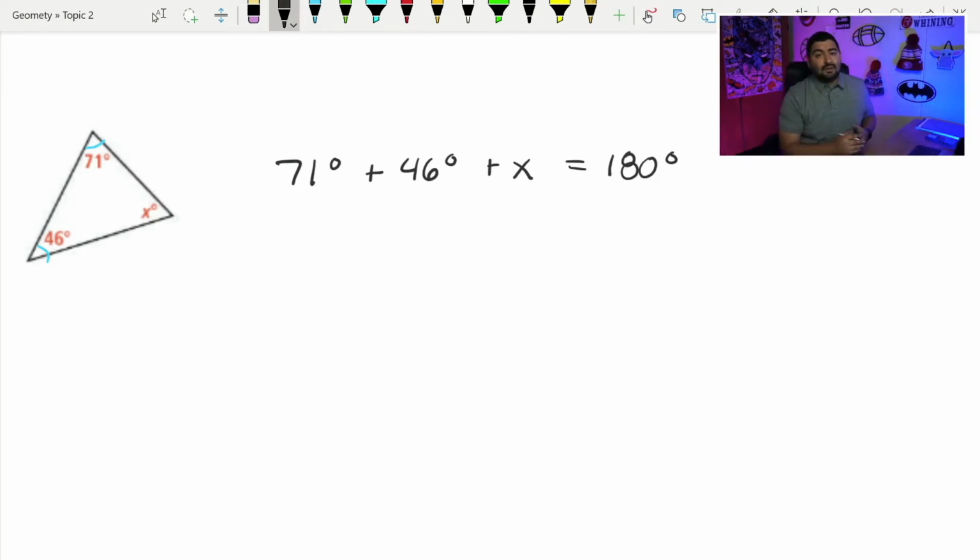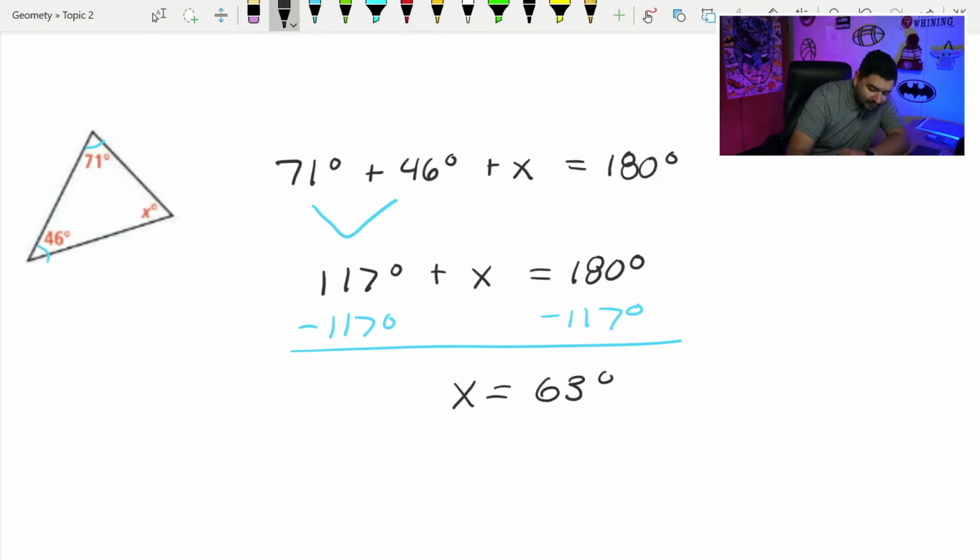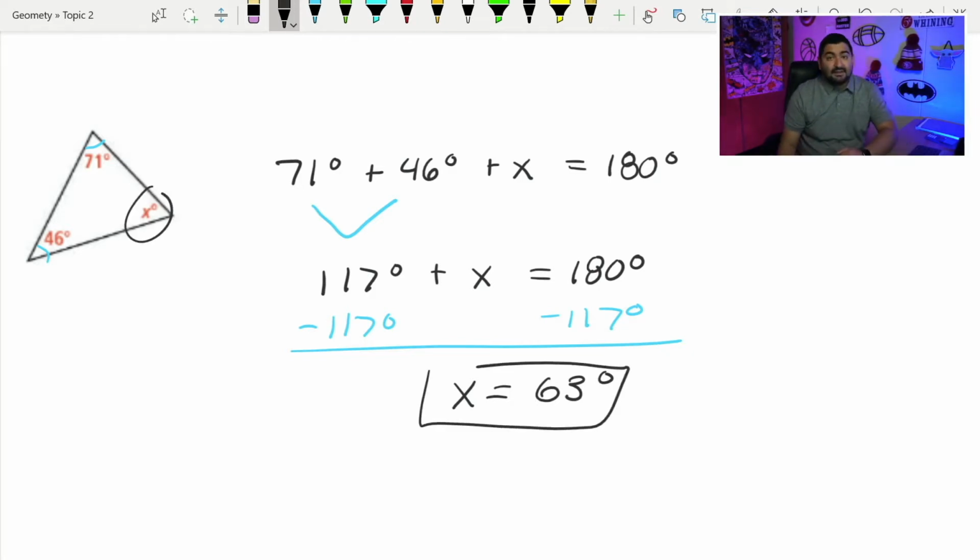Then we can use algebra from here to work this out. I can combine my like terms of 71 and 46. Combining those two, you should get 117 degrees plus x equals 180 degrees. I can then subtract 117 degrees from both sides. That will leave me with x equal to 63 degrees. And now I've found that angle x, in fact, is 63 degrees.